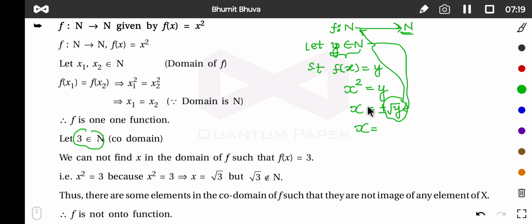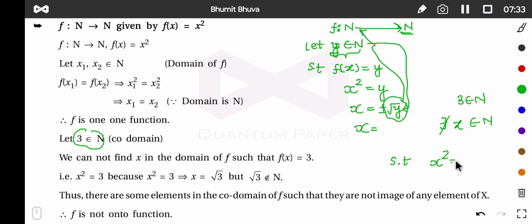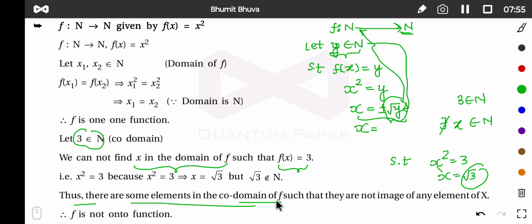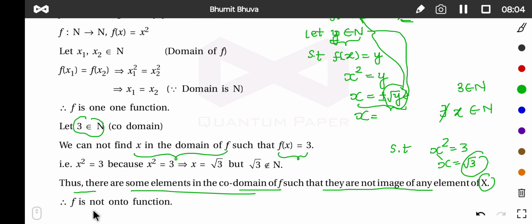So there does not exist any x in the domain such that x square is equal to 3. Okay, x square is equal to 3 means x is equal to root 3, but this type of number is not there in the natural numbers. So there does not exist any x in the domain such that f of x is equal to 3. Okay, so thus there are some elements in the codomain that have no inverse image in x, so we can say therefore f is not onto.